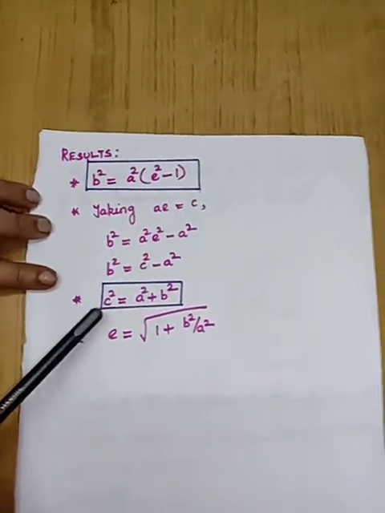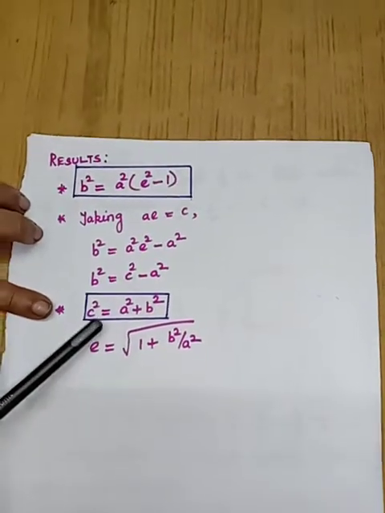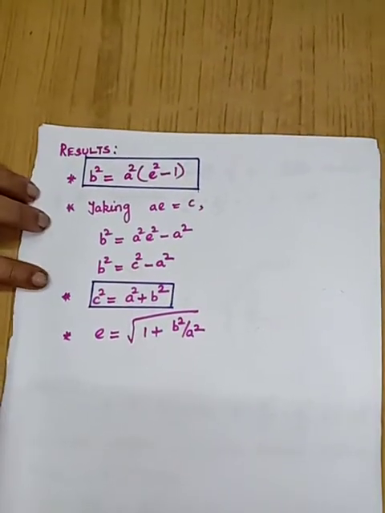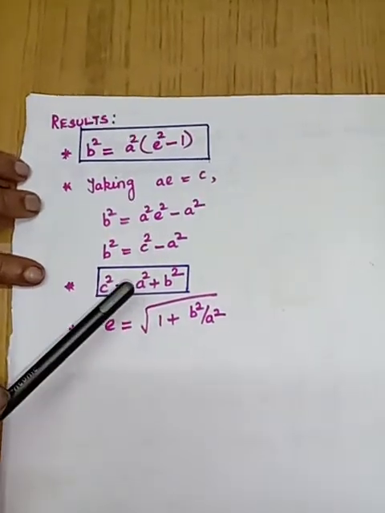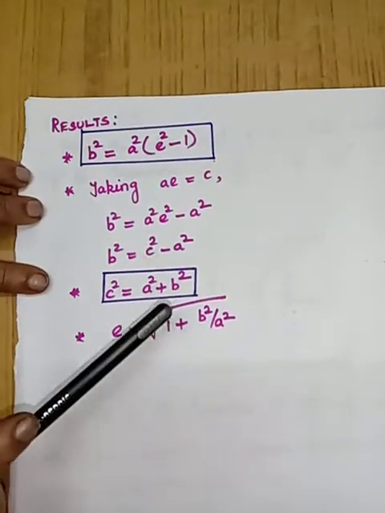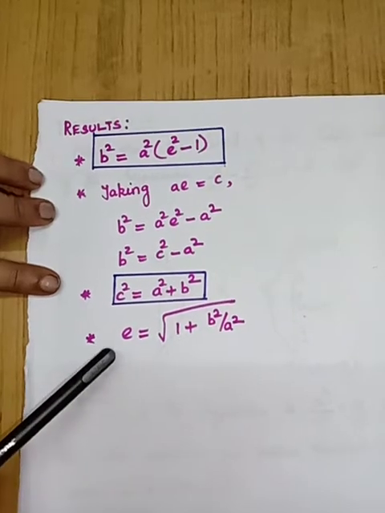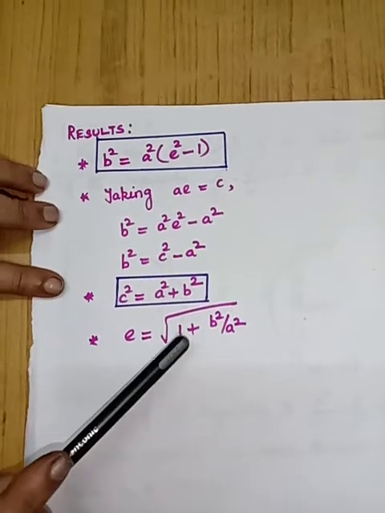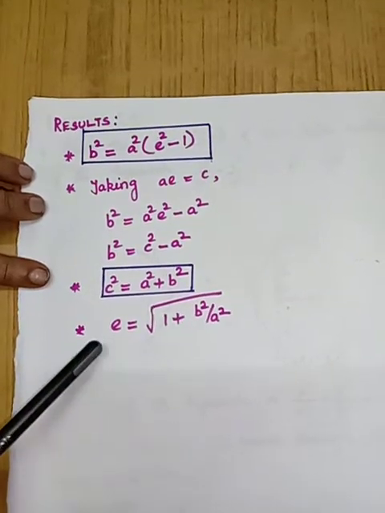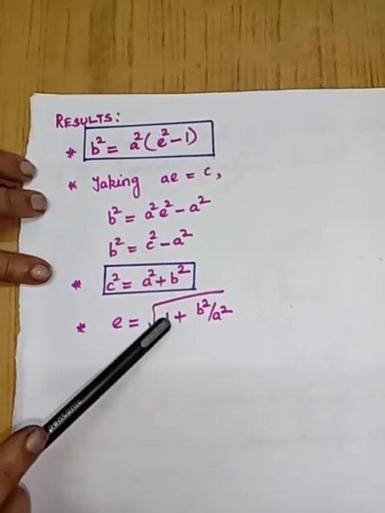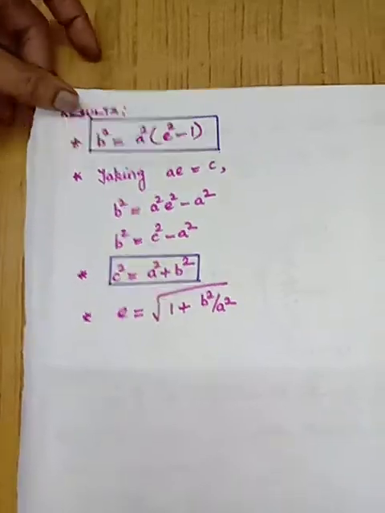Then here in ellipse, c squared is equal to a squared minus b squared. For a hyperbola, your c squared is equal to a squared plus b squared. And for ellipse, e is equal to square root of 1 minus b squared by a squared. Here for hyperbola, e is equal to square root of 1 plus b squared by a squared.